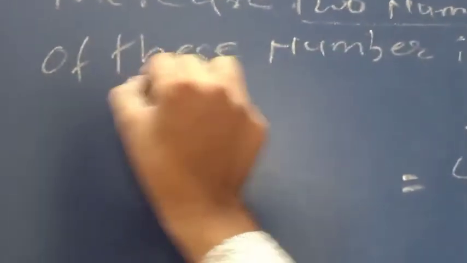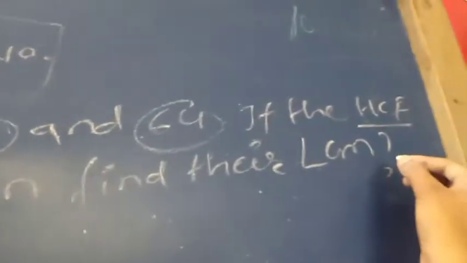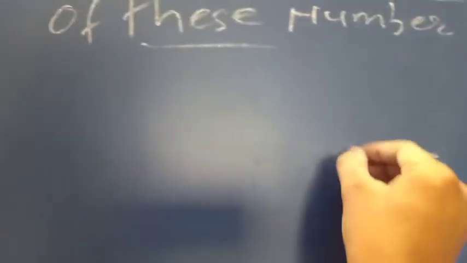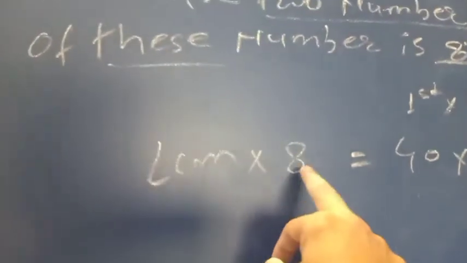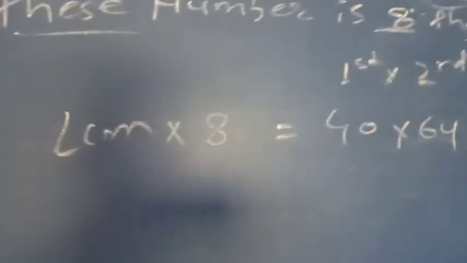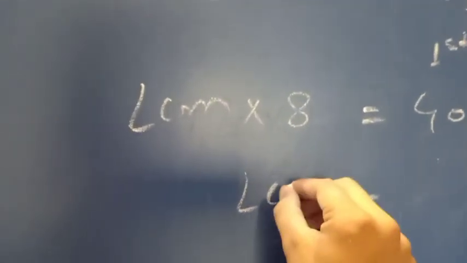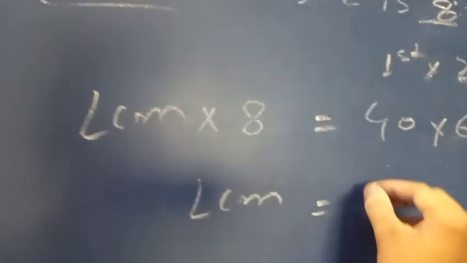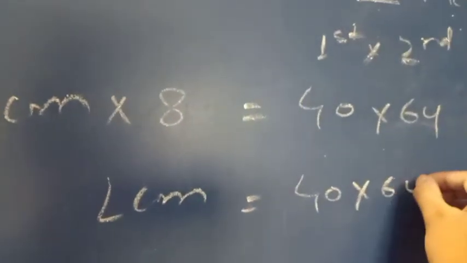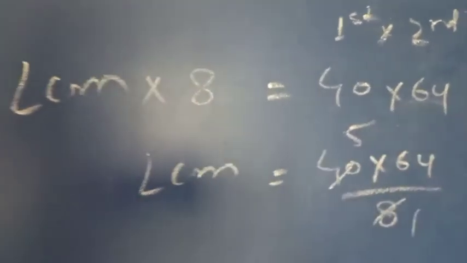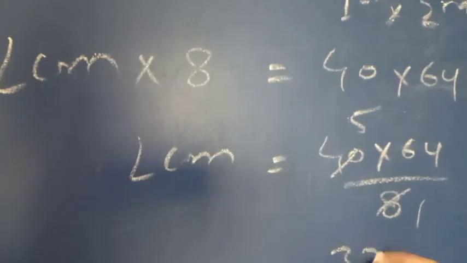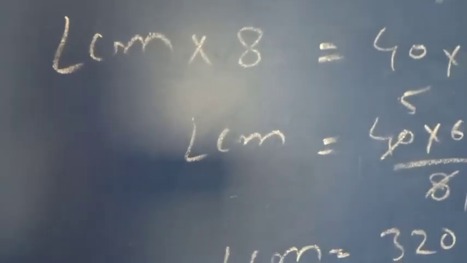Now we have the SCF. SCF is 8. Then what do we have to find? We have to find the LCM. Now LCM into SCF equals first number into second number. Now what will be the LCM? Multiply and go for divide. 8 1 ja and 8 5 ja, so 5 64 is 320. The LCM is 320. I hope you got it.